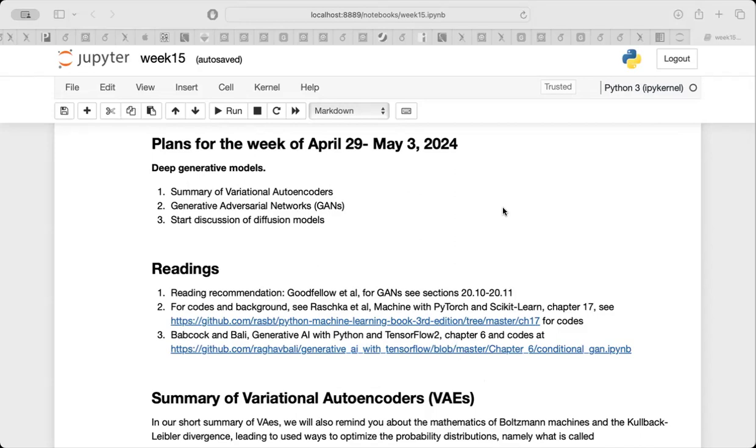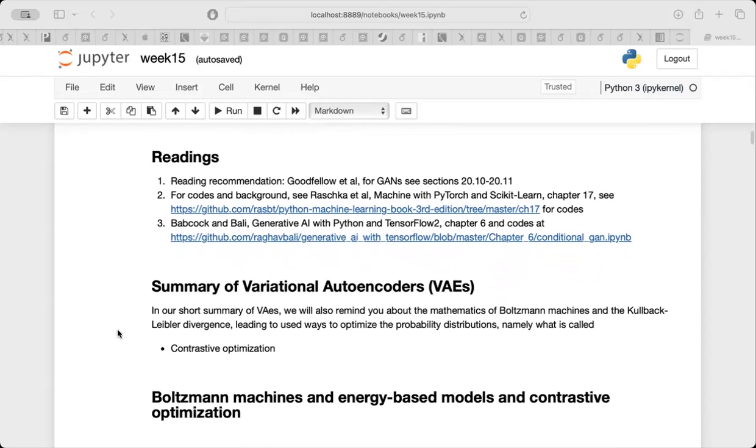So the aim today is to cover roughly 1 and 2, and we are going to have a quick reminder with a summary of autoencoders, and also a little bit about Boltzmann machines, just to remind you of that. And one of the topics which we ended up with when we were optimizing the probability distribution is something which we call contrastive optimization. So I wanted to just take some time and remind you of some of these basic concepts, and then summarize our discussion of variational autoencoders before we move over to GANs.